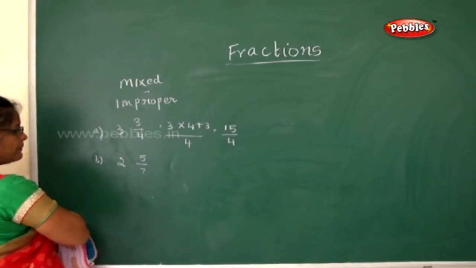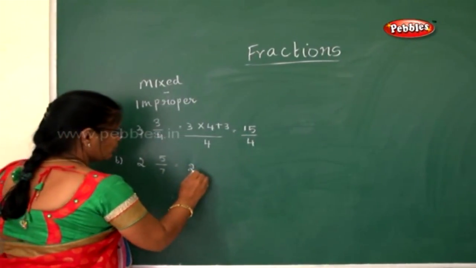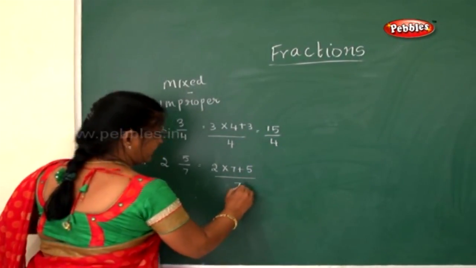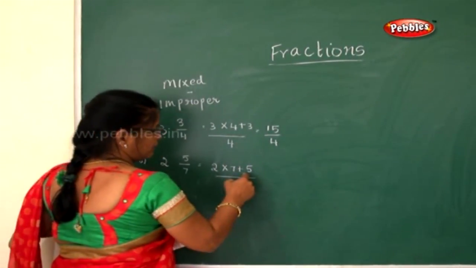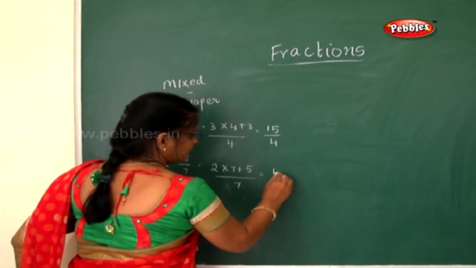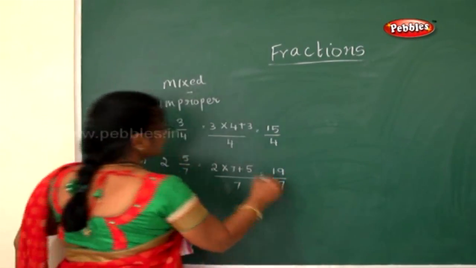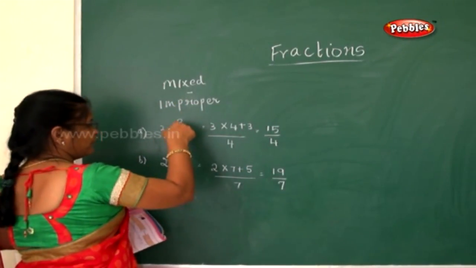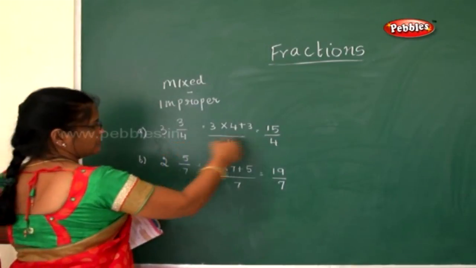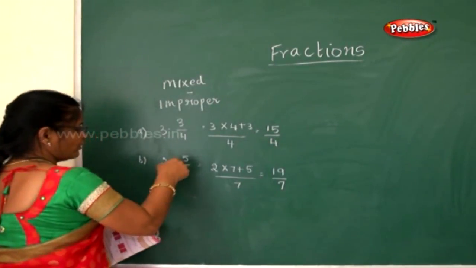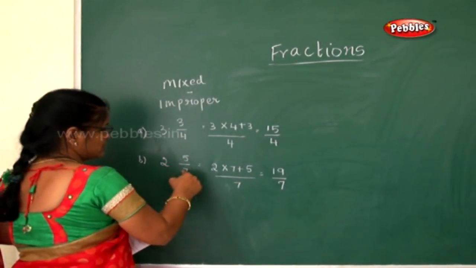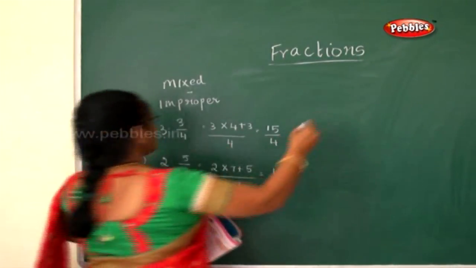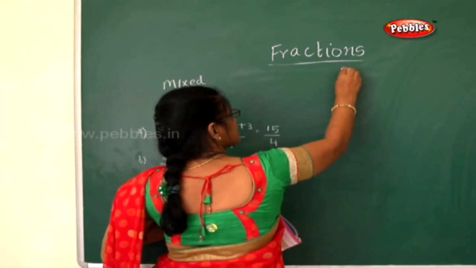Now next one is 2 5 by 7. How will you do it? 2 into 7 plus 5 by 7. 2 7s are 14. 14 plus 5 is 19. So it is 19 by 7. So how do you convert mixed into improper? 3 3 by 4 is 3 into 4 plus 3 by 4, that is 15 by 4. 2 5 by 7 is 2 into 7 plus 5 by 7, which is 19 by 7.